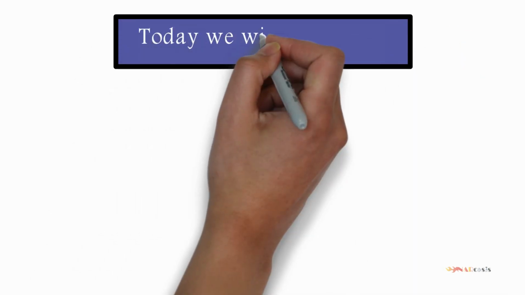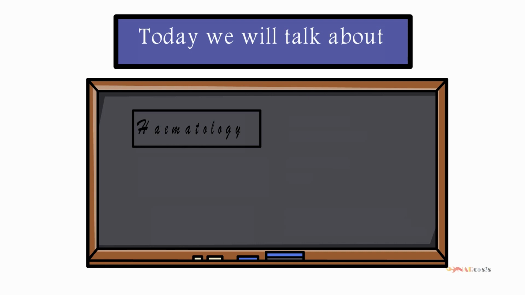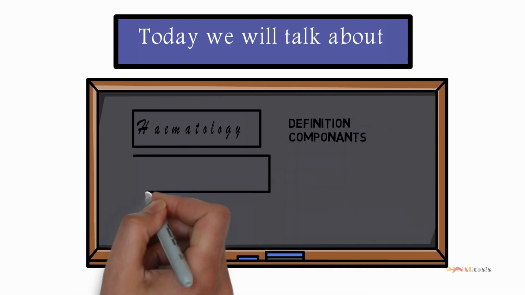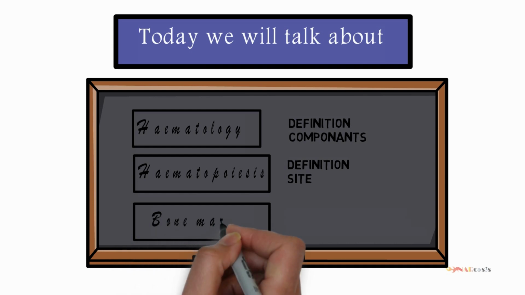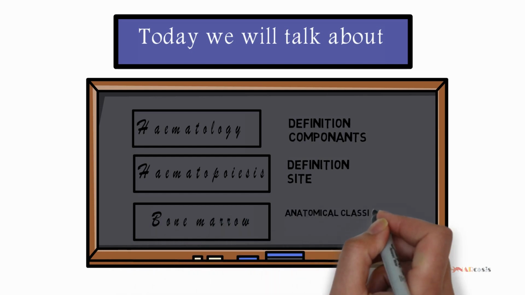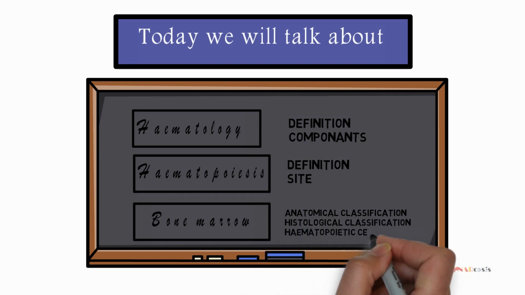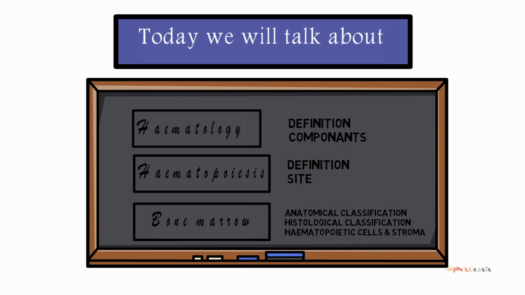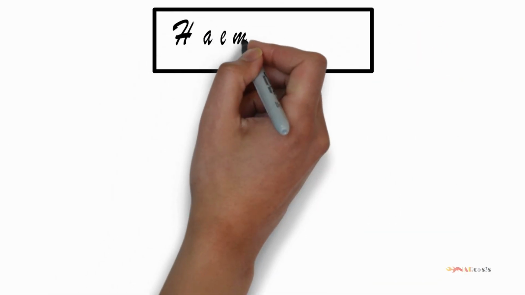Today we're gonna talk about hematology definition and its blood components, also the definition and the site of haematopoiesis, and finally we will talk about bone marrow, its anatomical and histological classification, and we will see the hematopoietic cells inside it and the stroma. So what's the meaning of the word hematology?